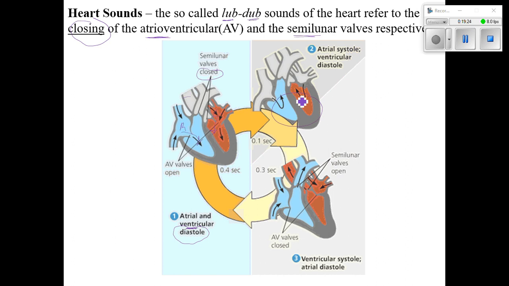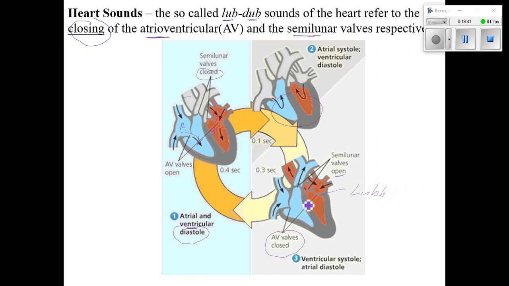Once there is enough pressure that develops, we're going to have the AV valves close and the semilunar valves now open. So this one here is now going to be that lub sound. Sometimes it's two B's that they show, the lub sound.